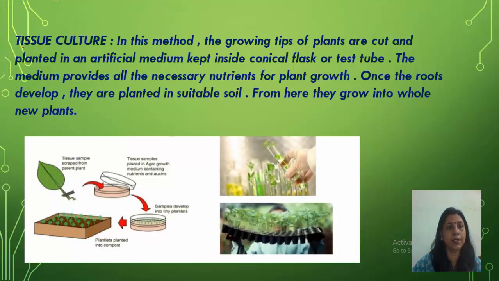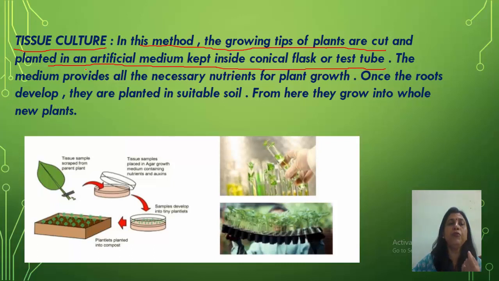Now this is the latest technique, which is known as tissue culture. This is also known as microculture. In this method, the growing tips of plants are cut and planted in an artificial medium kept inside a conical flask or test tube. Growing tips means root tips, shoot tips, they are taken. Tips means only a few cells are there and they are kept in an artificial medium. A jelly medium is there.